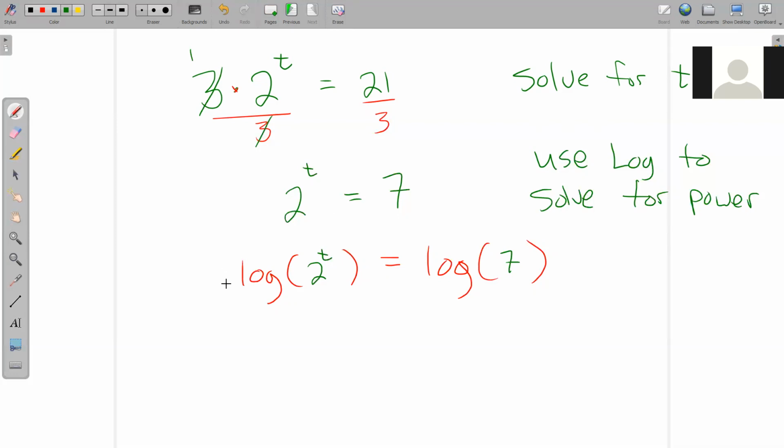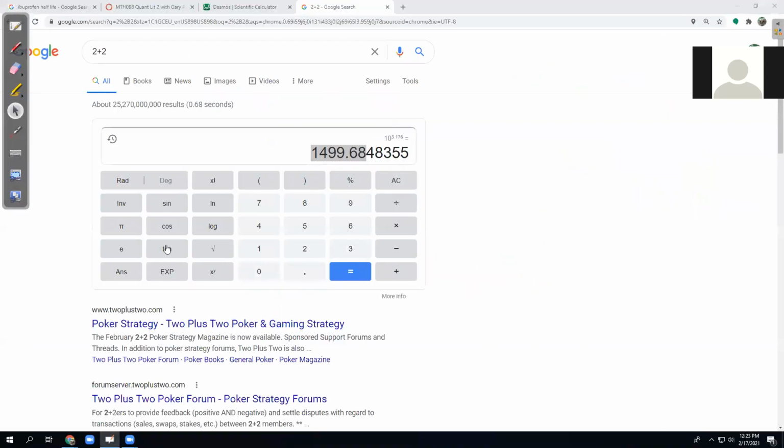I can bring that power down, which helps me solve here. So I bring that power down here. So I get t times the log of 2 equals the log of 7. Now the log of 2 is just some number. So I'm not going to write this down. I'm just going to go to my calculator and just show you.